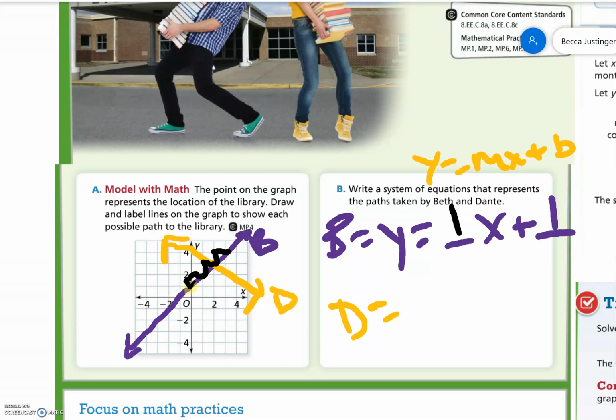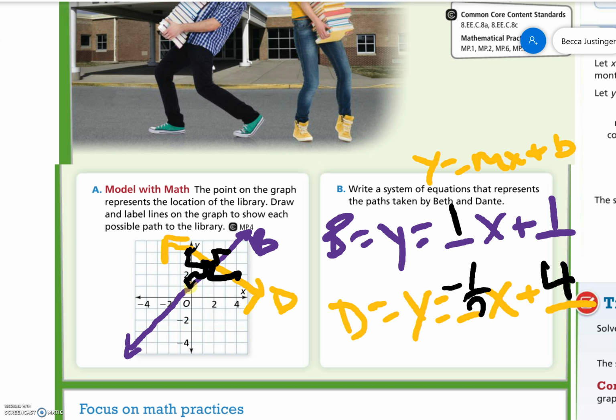For Dante, same thing. We want y equals, we don't know the m, and we don't know the b. Easiest to look, he crosses the y-axis at 4, and we look to see his slope. His is down 1 over 2, down 1 over 2. So that's negative 1 over 2. So now we have two lines, we have the equation, we have it drawn graphically, and we know that they intersect once, so there's one solution. That solution is at the point 2, 3. That's where the library is.